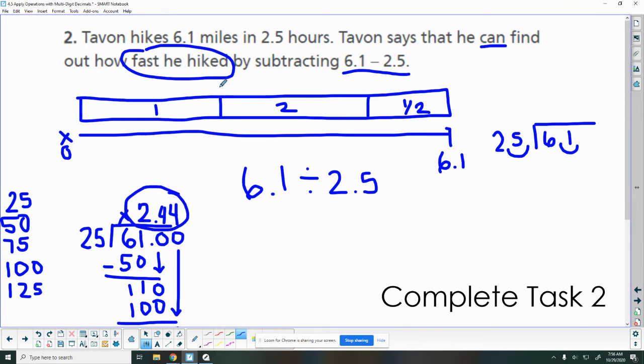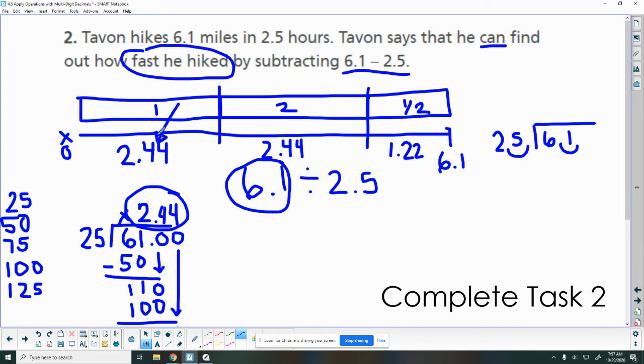So in an hour, this is saying he hiked 2.44 miles. In the second hour, he hiked another 2.44 miles. And in the last one, he hiked half of that, 1.22. And when I add those all up, I will get 6.1. So every hour, I said that backwards, every hour he hiked 2.44 miles.